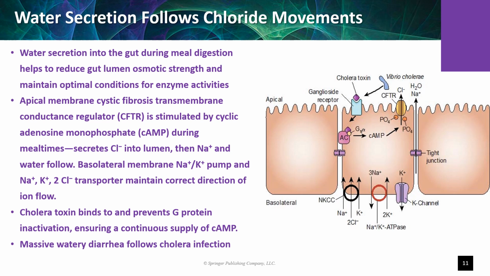Cholera toxin A subunit inhibits the Gs-alpha GTPase activity, promoting continual adenylyl cyclase activity and cAMP production. This is the mechanism of profuse secretory diarrhea associated with cholera.